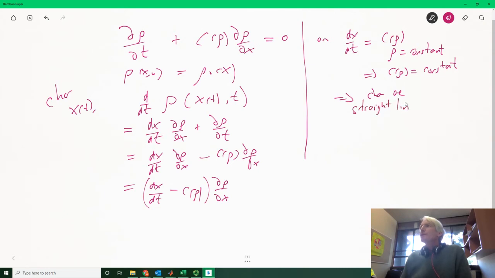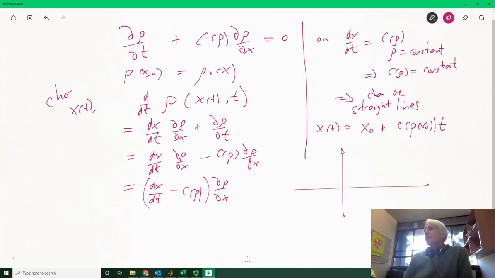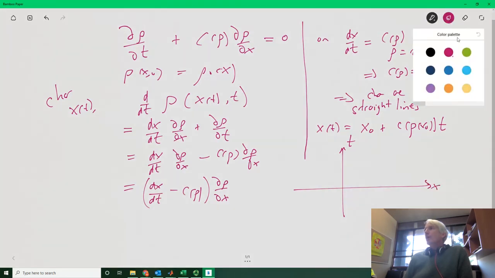It's very easy to think at this point that the problem's solved. So you've got a whole lot of straight lines. So what do we know? We know that the lines are given by x of t equals the initial x plus t times c of rho of x naught times t. So if we draw a picture of it, here's t and here's x. We've got a whole lot of straight lines of different slopes coming out of here.